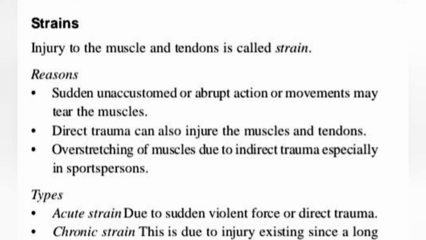Number one is sudden, unacclimatized or abrupt action or movement, which may tear the muscle. Number two, direct trauma can also injure the muscle and tendon. Number three, overstretching of muscle due to indirect trauma, especially in sportspersons.